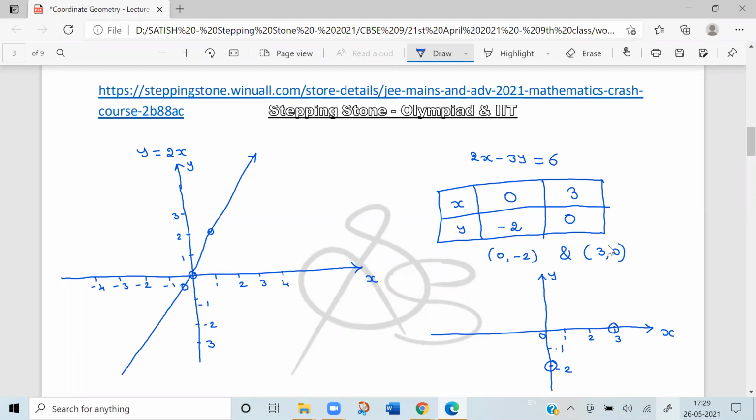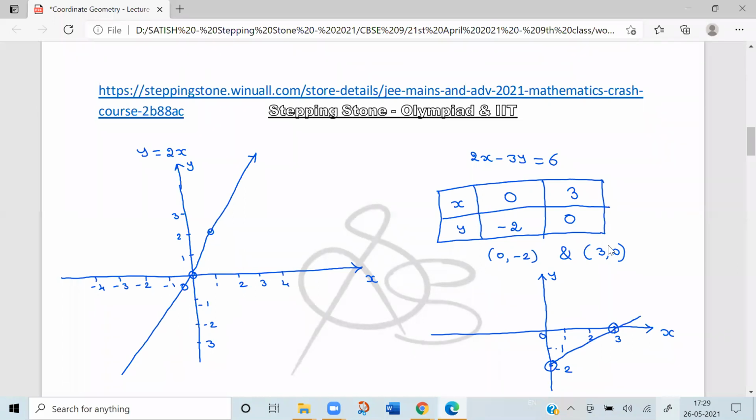So when you substitute x equal to 0, the point obtained will be on the y-axis. When you substitute y equal to 0, the point obtained will be on the x-axis. So when you want to calculate the point of intersection on the x-axis, you substitute y equal to 0, because the y coordinate will always be 0 on the x-axis. And when you want to calculate the point on the y-axis, you substitute x equal to 0. So this is the line 2x minus 3y equal to 6.